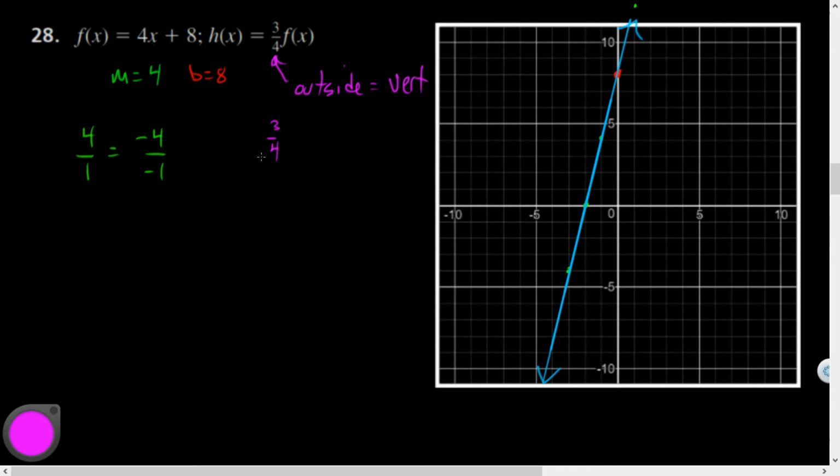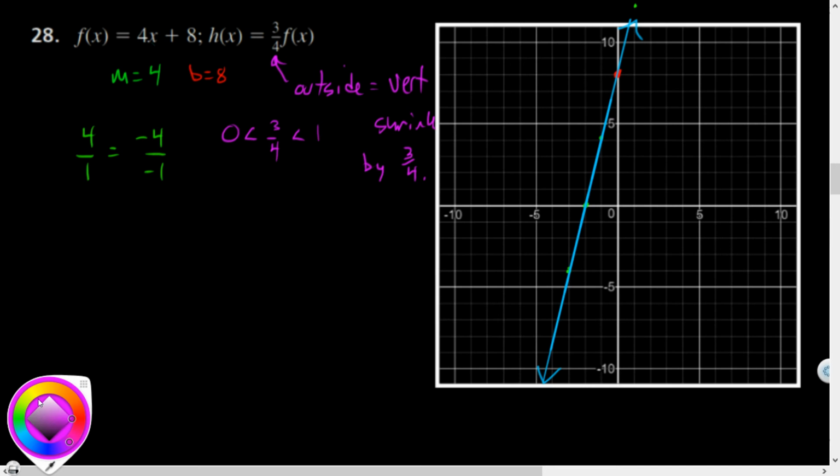Is that bigger than 1 or less than 1? I agree. It's between 0 and 1. That's like 0.75. And for vertical transformations, multiplying by a number between these is going to be a shrink. All right, by a factor of 3/4, or just by 3/4. Now that is going to be tricky. All right, let's see what I can do.